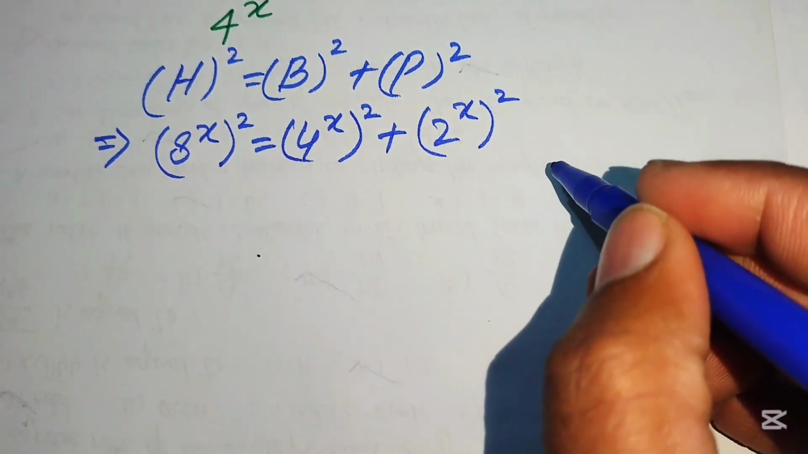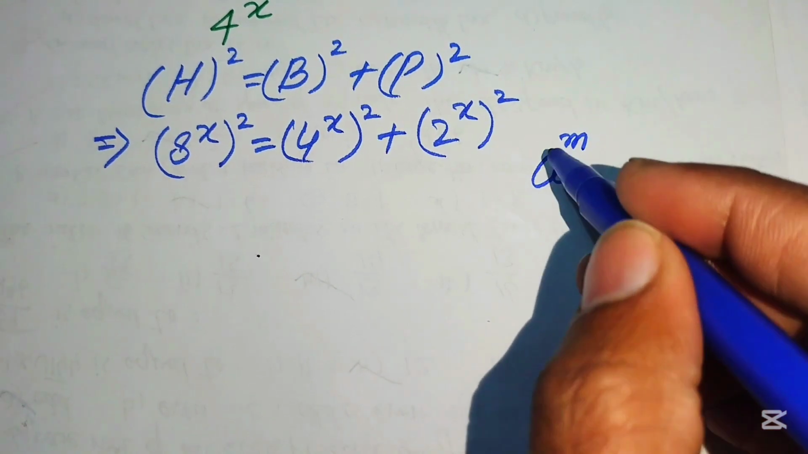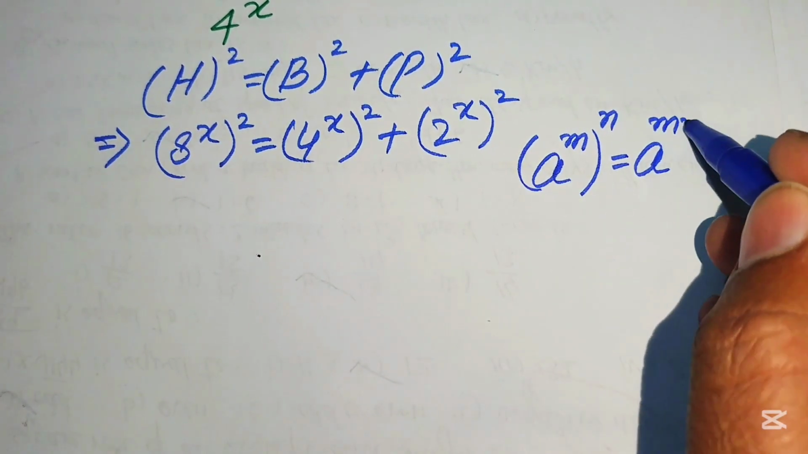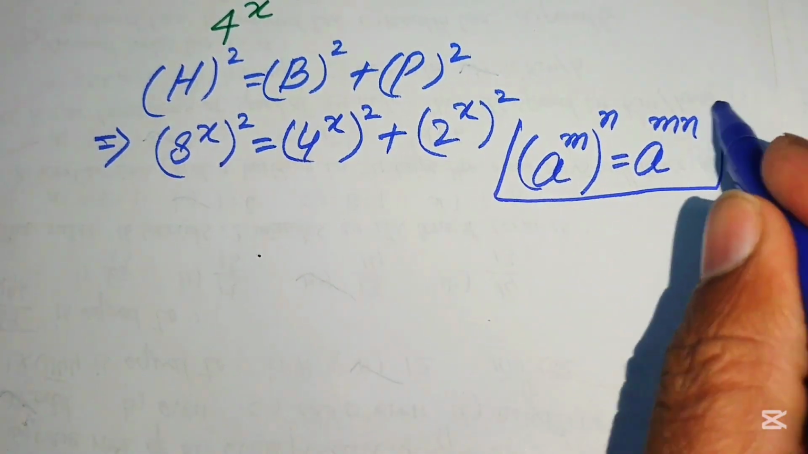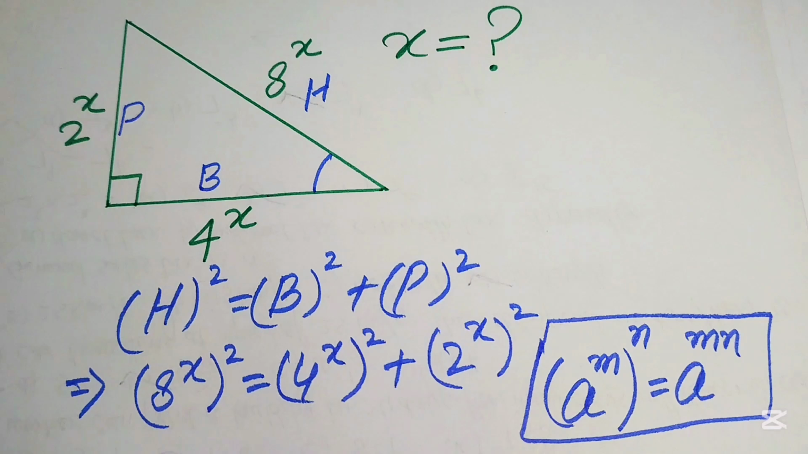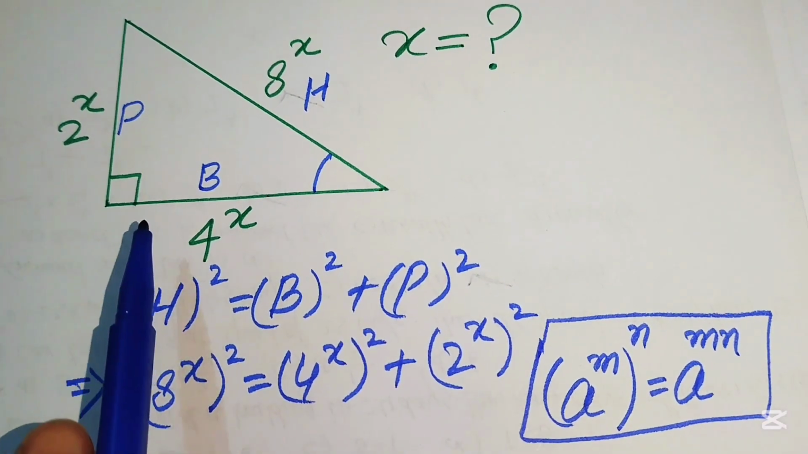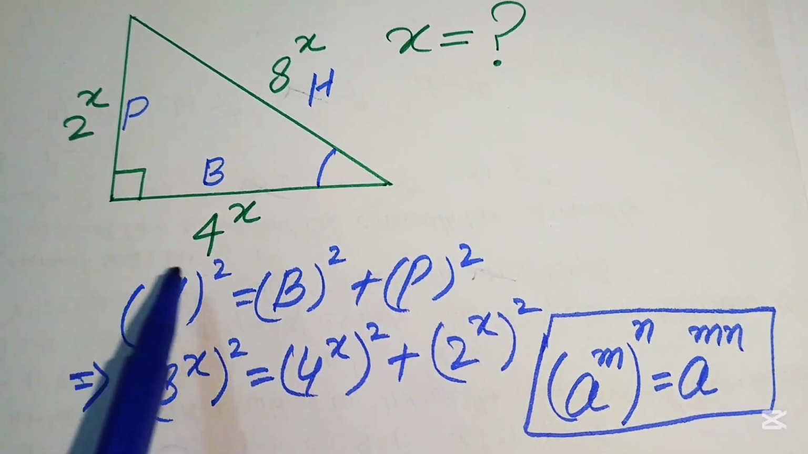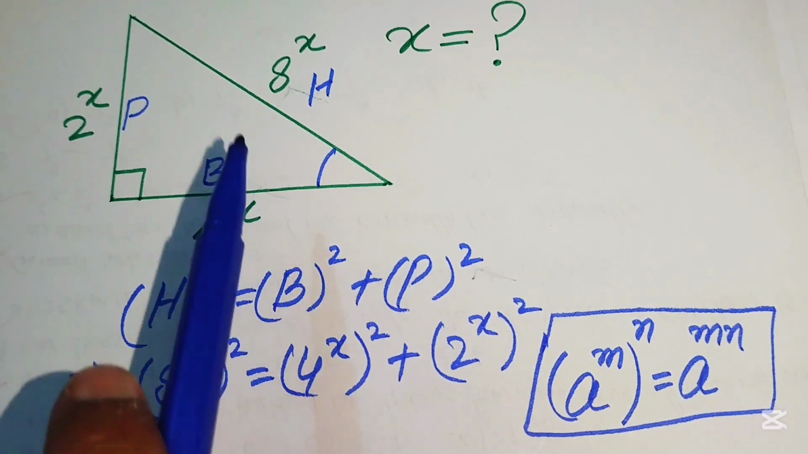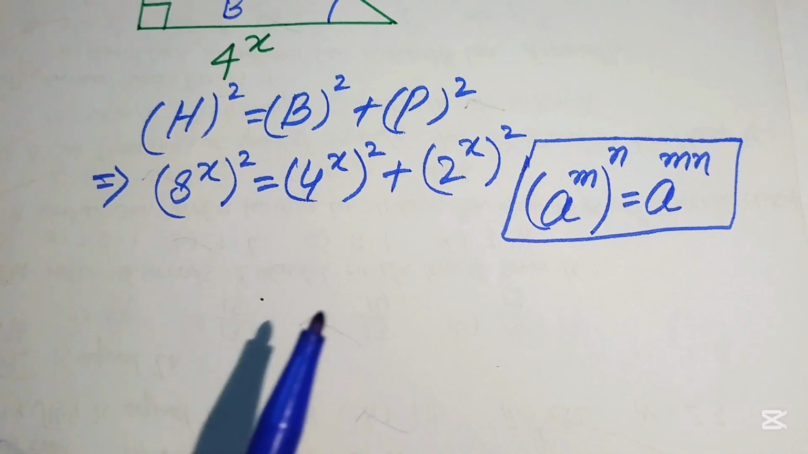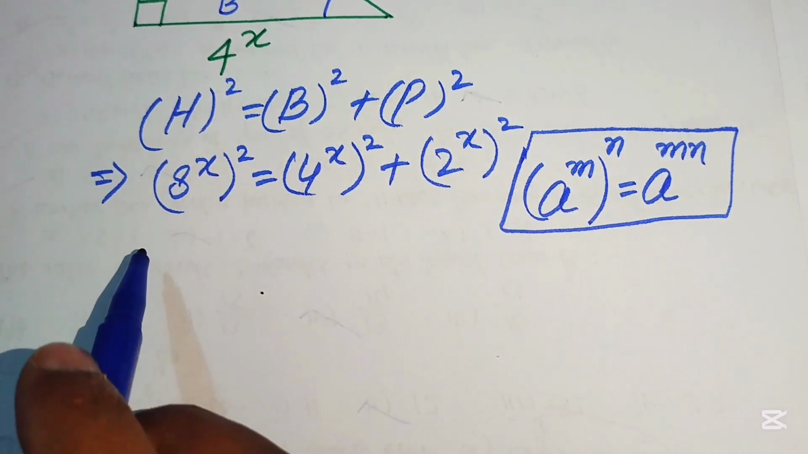Here we need to use a nice algebraic formula. You know that a to the power of m, to the power of n, equals a to the power of m times n. This is a very interesting problem because it involves three branches of mathematics: geometry, algebra, as well as the exponential functions 2 to the power of x, 4 to the power of x and 8 to the power of x. And now you see we have more interesting things at the end of this problem.